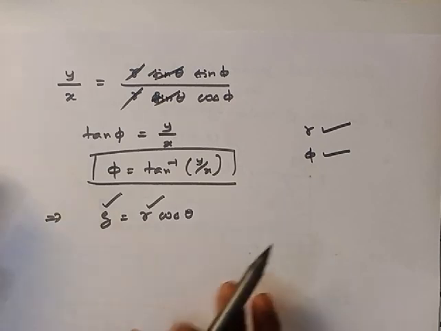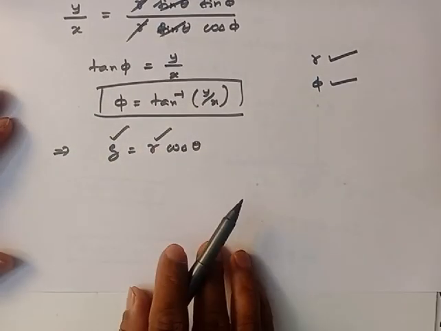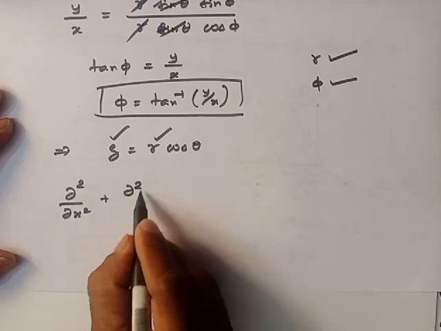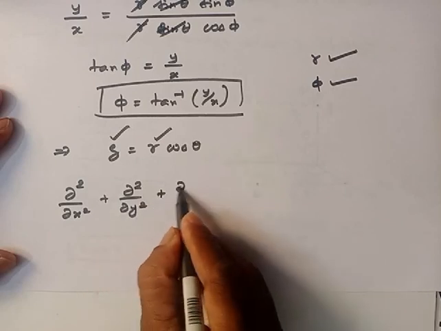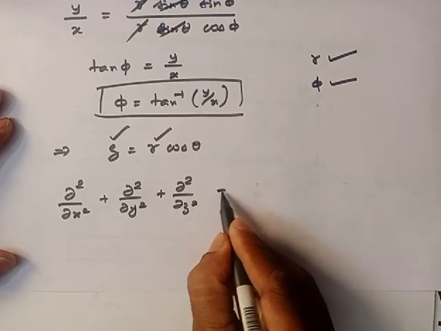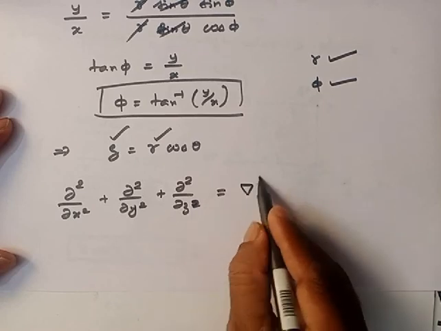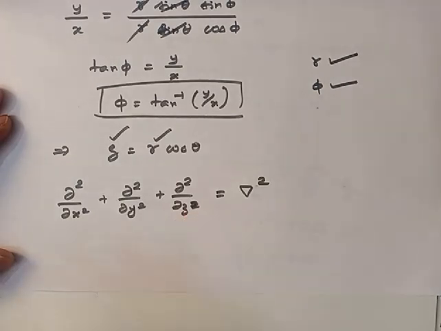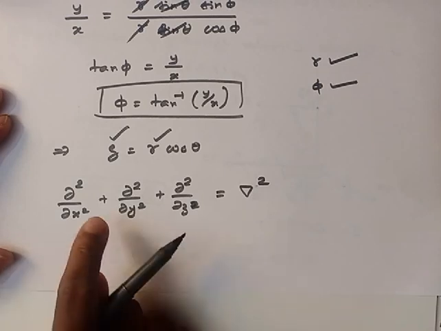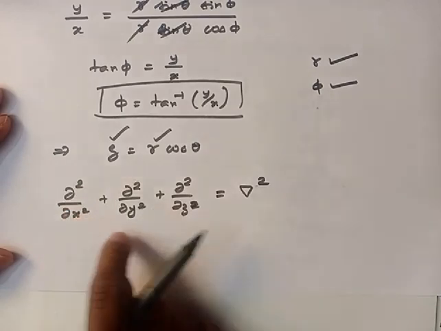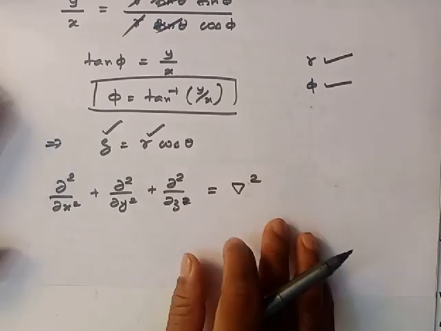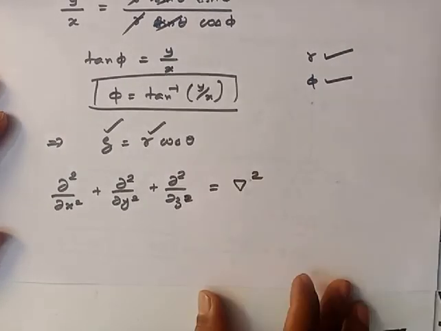Before completing this lecture, I'll give one more piece of information. See, dou square by dou x square plus dou square by dou y square plus dou square by dou z square: we call this an operator called the Laplacian operator. This is the Laplacian operator in Cartesian coordinates. What is the corresponding Laplacian operator in spherical polar coordinates? By using the chain rule, we can find these values. I'm not going to do that in this lecture, but it is quite easy, only a little time consuming.